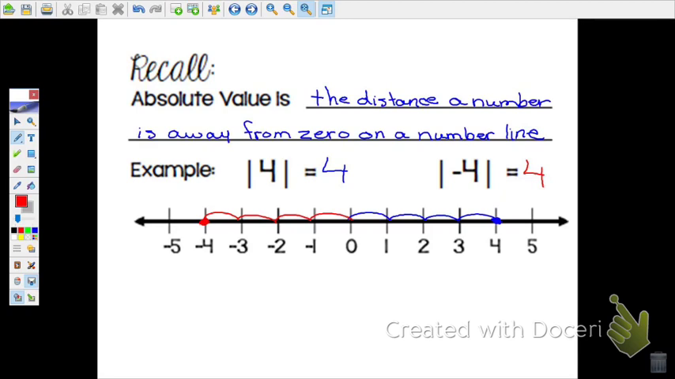Okay? Distance is always positive. Doesn't matter which direction you go. And when we're talking about distance, distance is always positive. So your absolute value answer is going to be a positive answer.